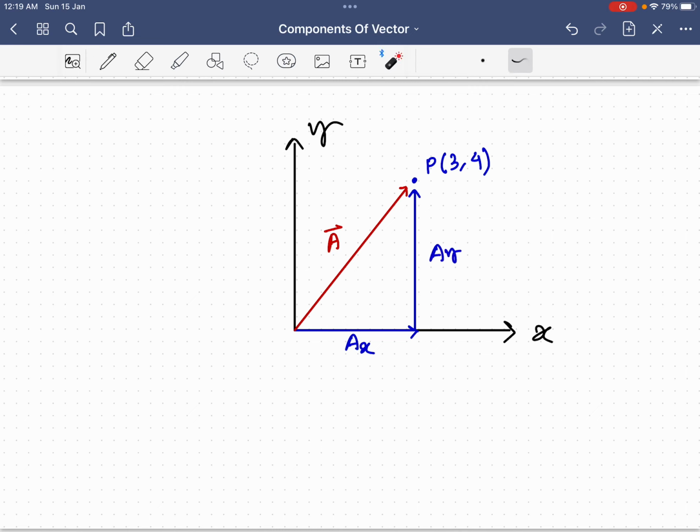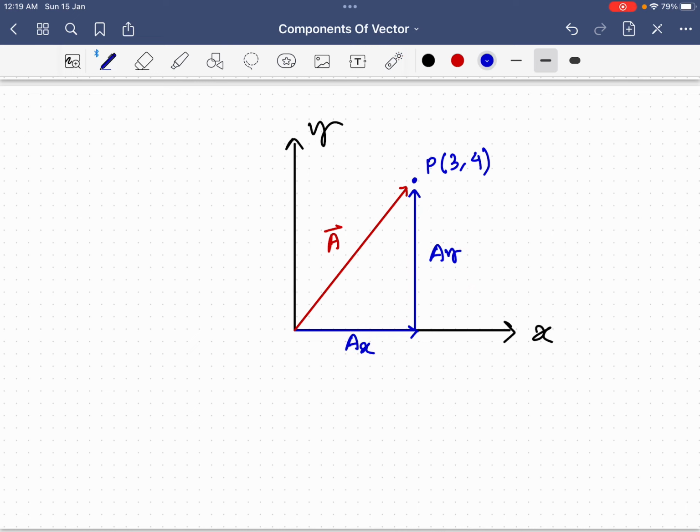एक और पाथ भी था from here to there and then here. It's pretty much the same. Okay, now these two values add up to become this original vector. So these are called the vector components.